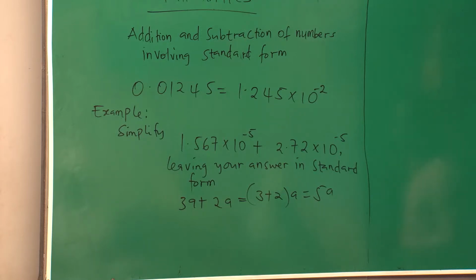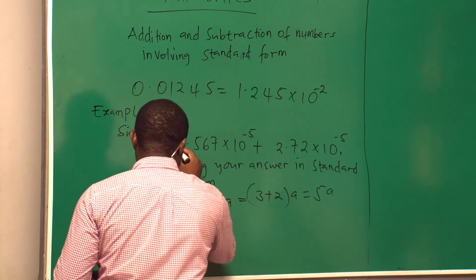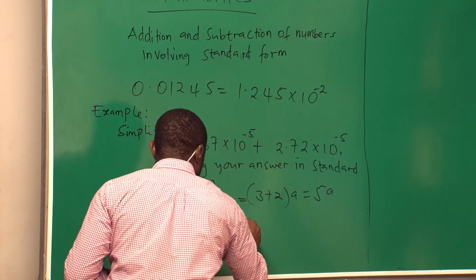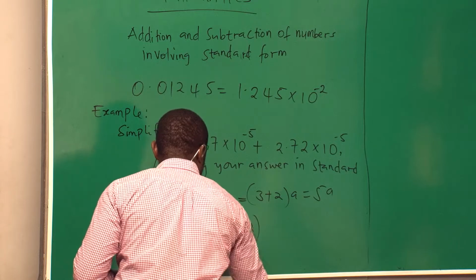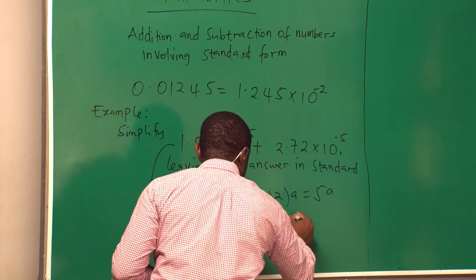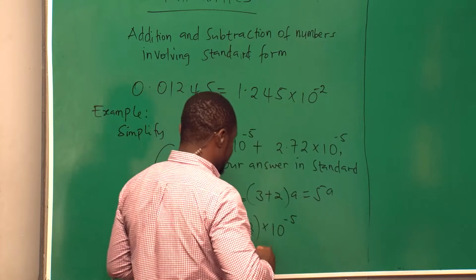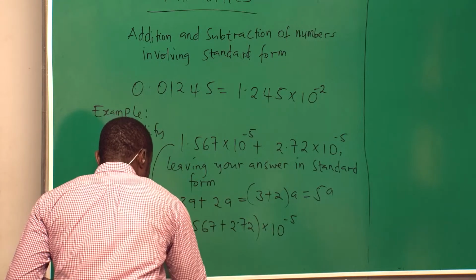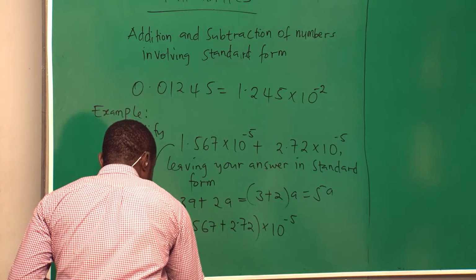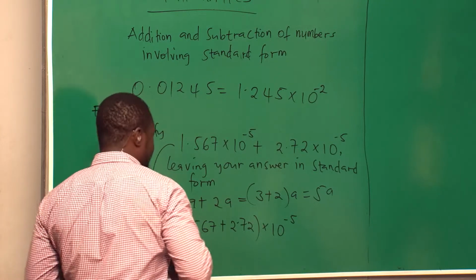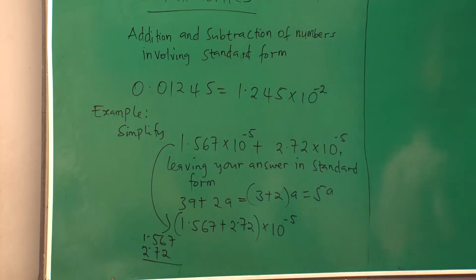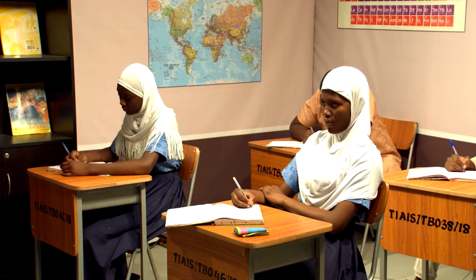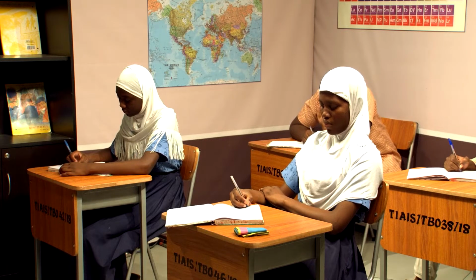So we rewrite it, and let's add 1.567 to 2.72. Make sure you write it properly. I've told you, tenths under tenths, hundredths under hundredths, and the point should come directly under the other point. So that's what we have.